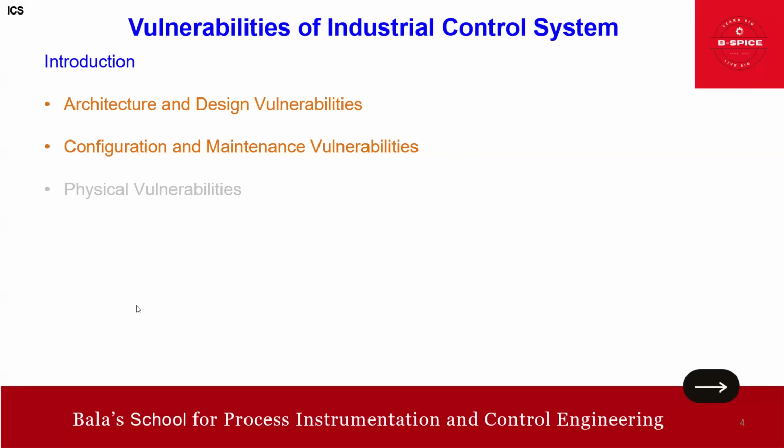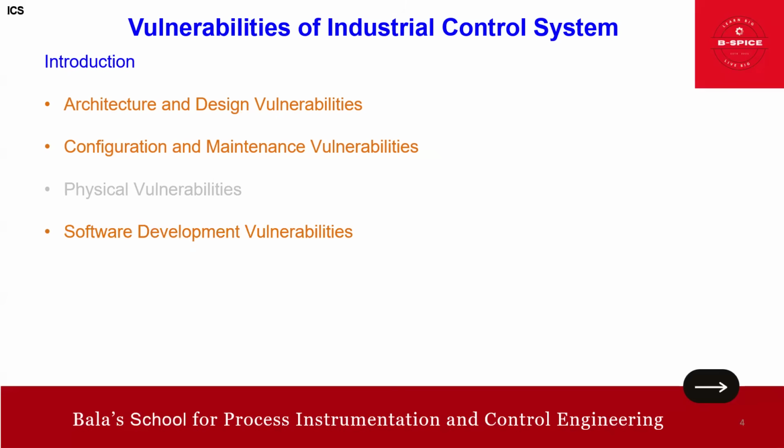Then physical. Of course, as I said, I'm going to talk about only the surface level. Physical access to industrial control systems can lead to potential exploits, such as unauthorized tampering with hardware or gaining direct access to critical components. That is the physical vulnerabilities.